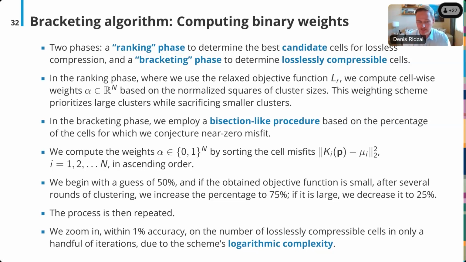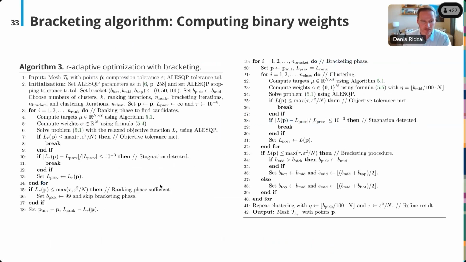And so because this is a logarithmic complexity procedure, you can zoom in very quickly in just a handful of steps within 1% accuracy of the lossless set. All right. This is just for posterity, the bracketing algorithm.